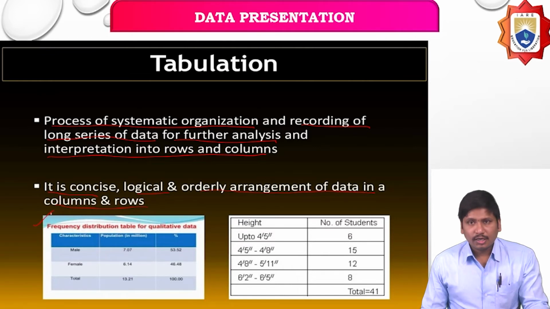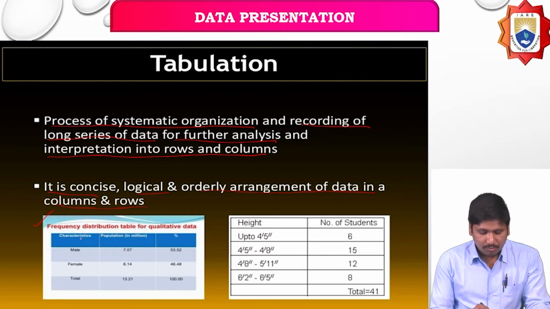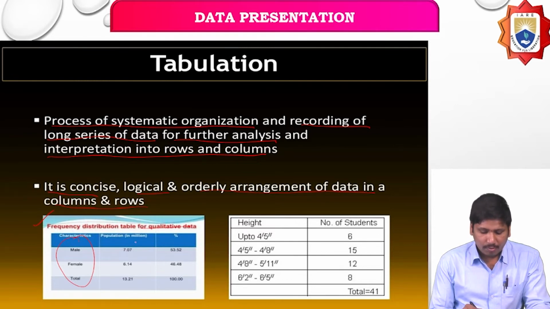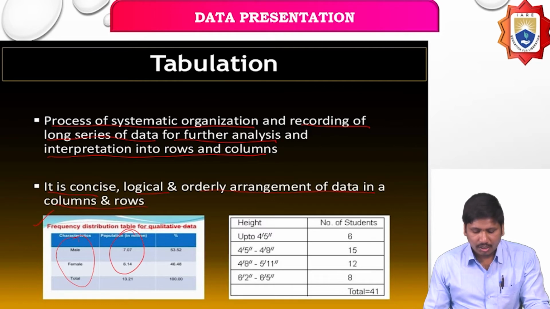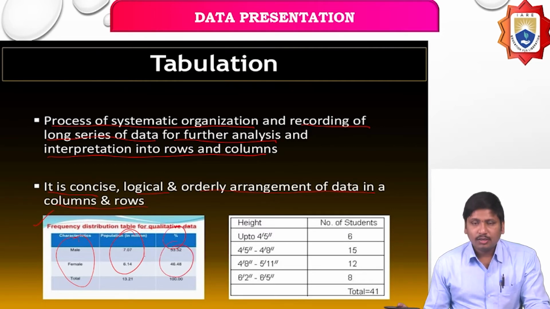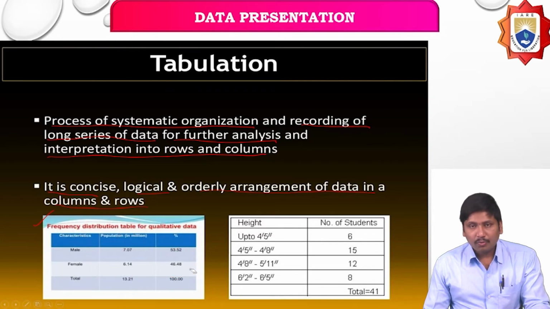Let's see this table, what I'm showing in the slide. Let me take this frequency distribution table for the qualitative data. In one column I'm representing the characteristics, whether it is male or female, then the population as the second column, and then the percentage as a third column. These are the values I'm going to represent in the form of a table here.